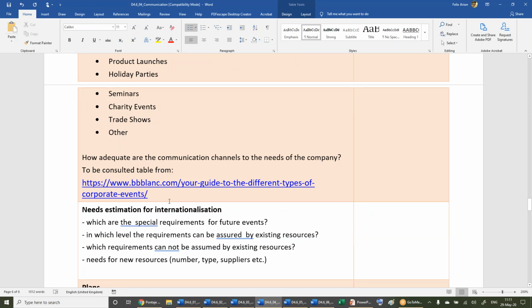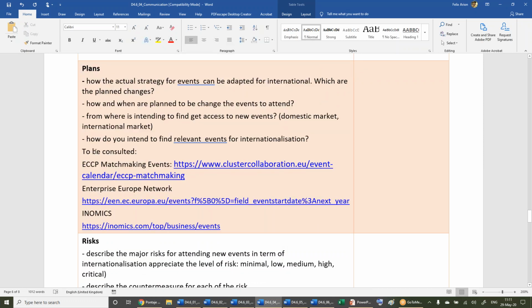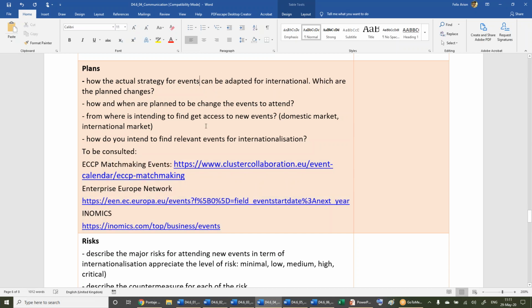What kind of idea does your company have at the moment about those events, which are the needs for different kinds of events, and where you can find those events, how you plan on going, and also we provide you a couple of links here, which will be quite useful for you, because they provide links to the most interesting events, like matchmaking events, cluster collaboration platforms, for instance, EEN, Enterprise Europe Network, or many others. So that's just a couple of them that can be relevant for you.